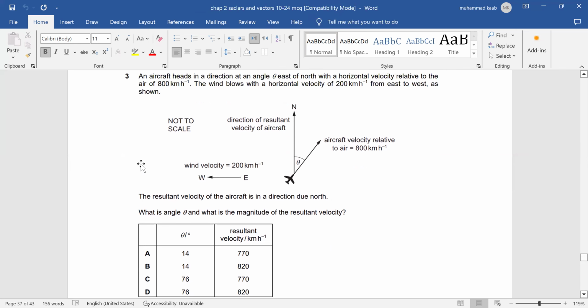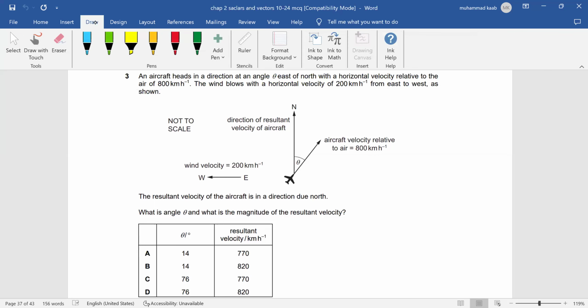Look, we have these three vectors. You just need to tell me, okay? You don't need to solve. I'll solve.